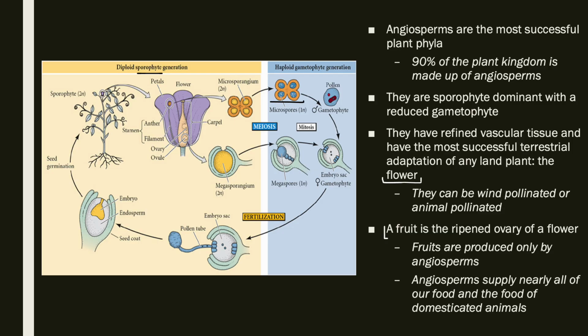And a new feature in our angiosperm group is a fruit. And a fruit is the ripened ovary of a flower. So you will only find fruits in angiosperms. And of course, the angiosperm group of plants is probably the most important to humans because they provide all of our food, medicines, etc.